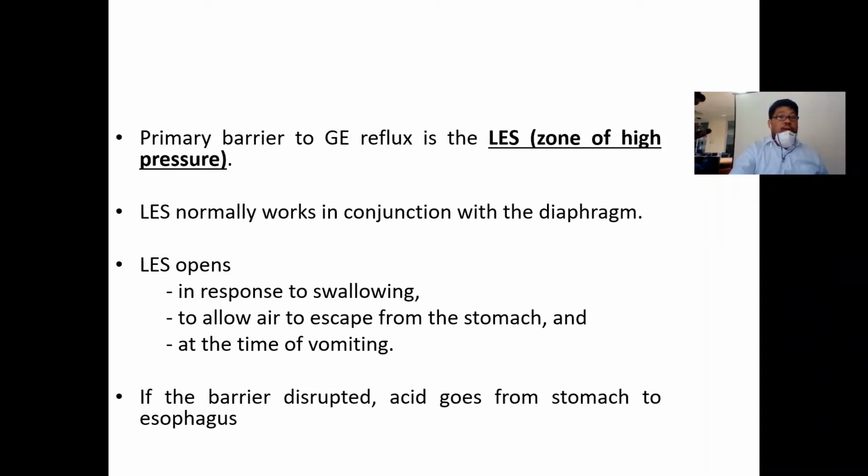And second is to allow air to escape from the stomach when we take more food. Along with the food, we take a little air also. So in the form of belching, we remove air. In that condition, the lower esophageal sphincter opens. And thirdly, at the time of vomiting. So these are the three situations when the lower esophageal sphincter opens. If this barrier gets disrupted, the acid goes from the stomach to the esophagus.